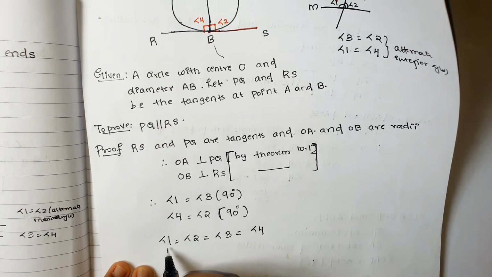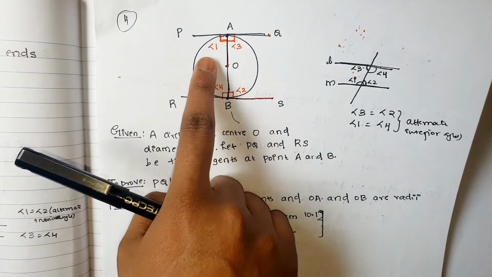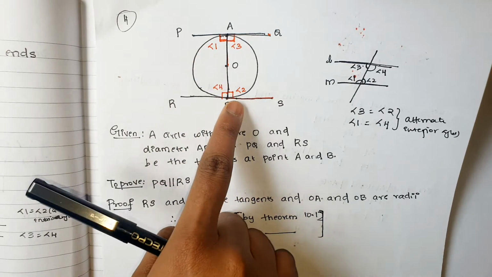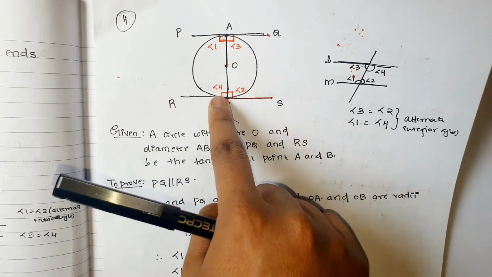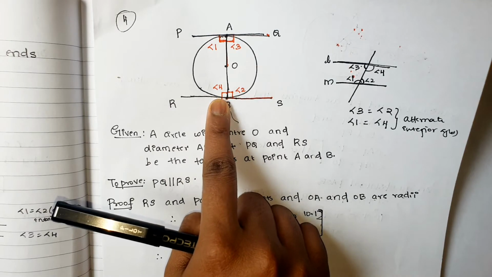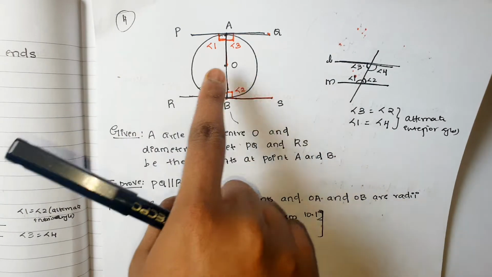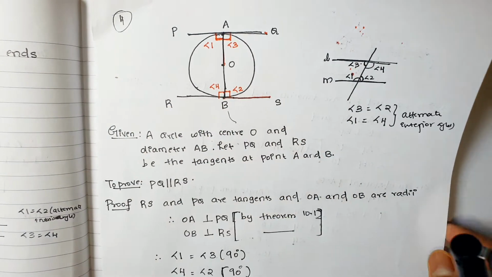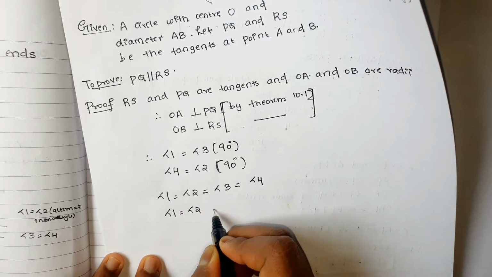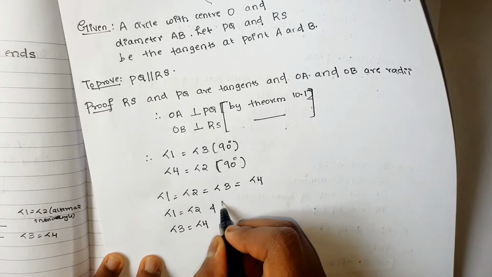So here angle 1 is equal to angle 2. If angle 1 is equal to angle 2, then they are alternate interior angles. So we have proved angle 1 is equal to angle 2 and angle 3 is equal to angle 4. Hence, they are alternate interior angles and they are equal, and because they are equal, PQ is parallel to RS.